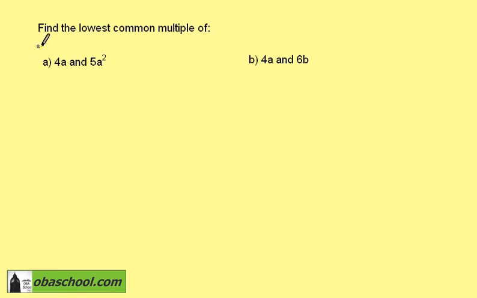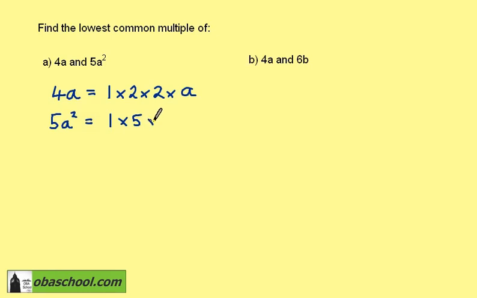We want to find the lowest common multiple of 4a and 5a squared. 4a could be written as 1 times 2 times 2 times a. 5a squared could be written as 1 times 5 times a times a.